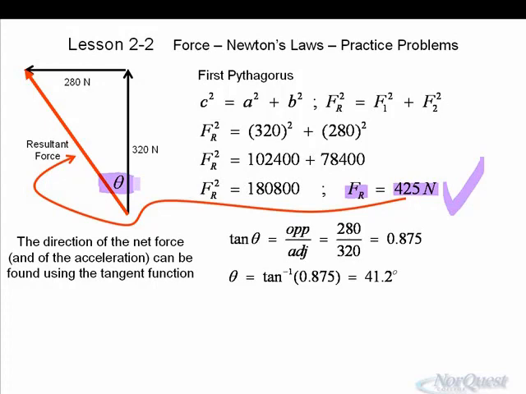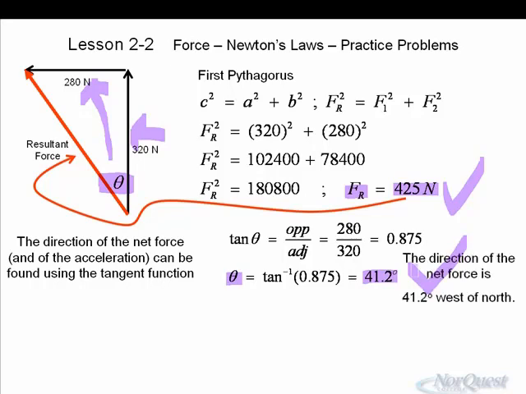To find the direction, you need to use the sine, cosine, or tan. In this case, we could use the tan because we have opposite over adjacent, and opposite over adjacent is the tangent function. So 280 divided by 320. And if you find the actual angle itself, it's 41.2 degrees. So we know the magnitude of the force, and we also know the direction of the force. The direction is 41.2 degrees west of north.